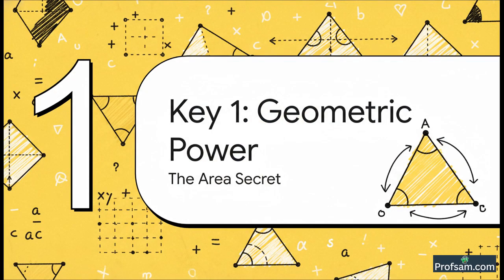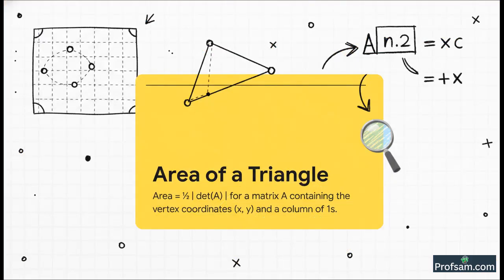So, what's the first key to solving our gaming problem? Well, it's all about geometry. And there's a cool secret about the area of a triangle, a secret that's hidden inside the determinant. Let's take a look. Normally, to find the area of a triangle, you need to find the base, find the height. It's a bit of work.